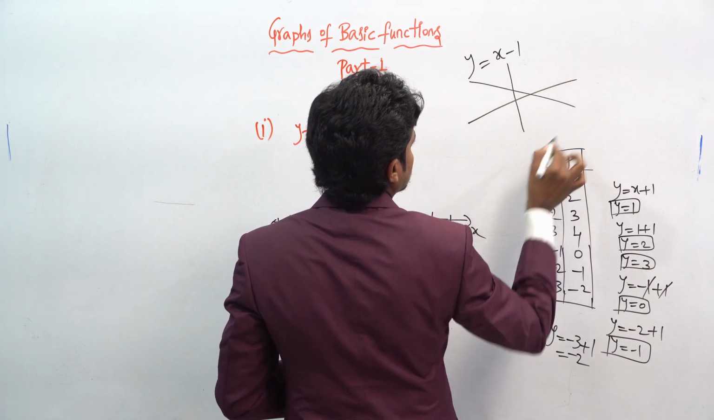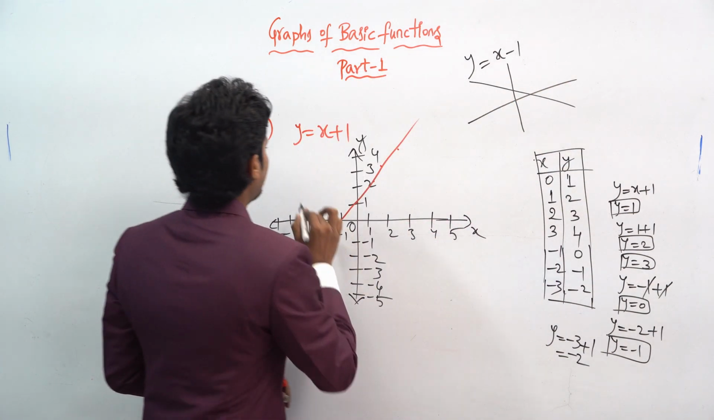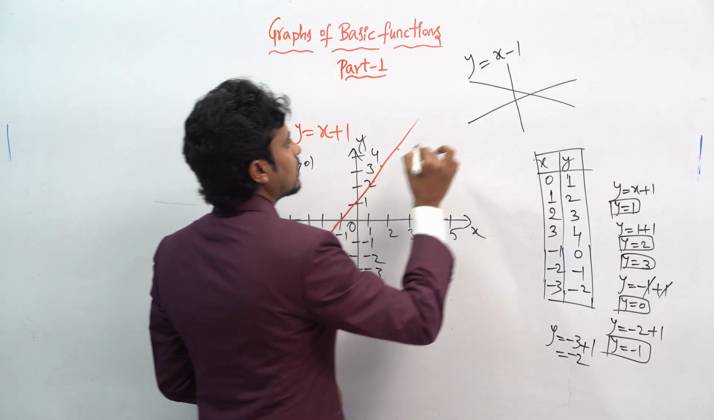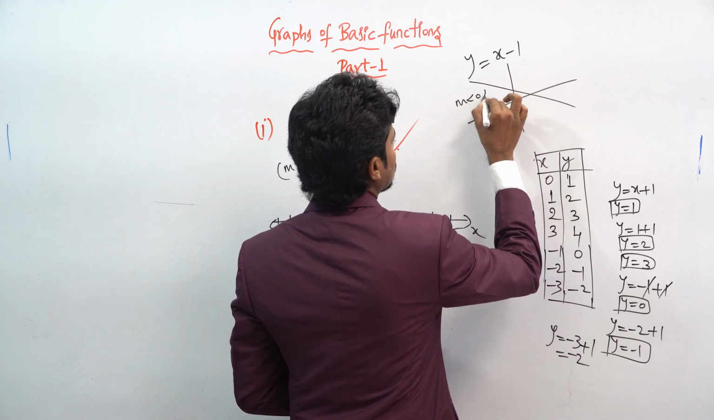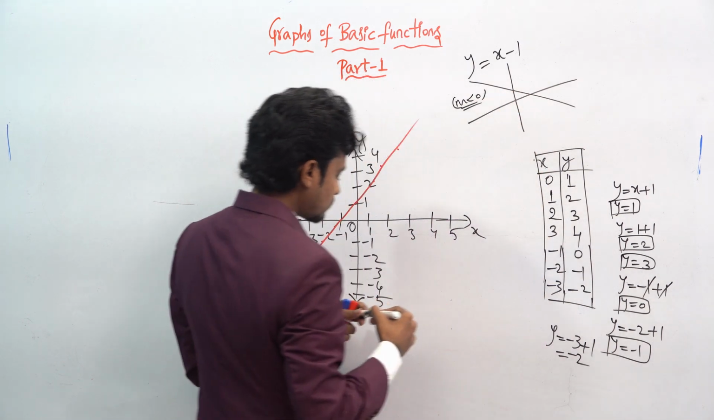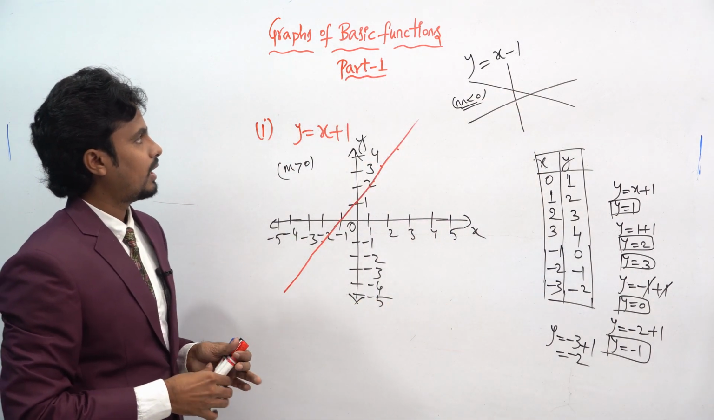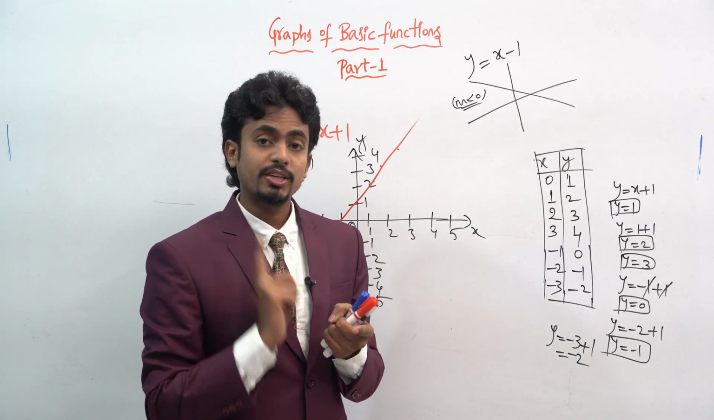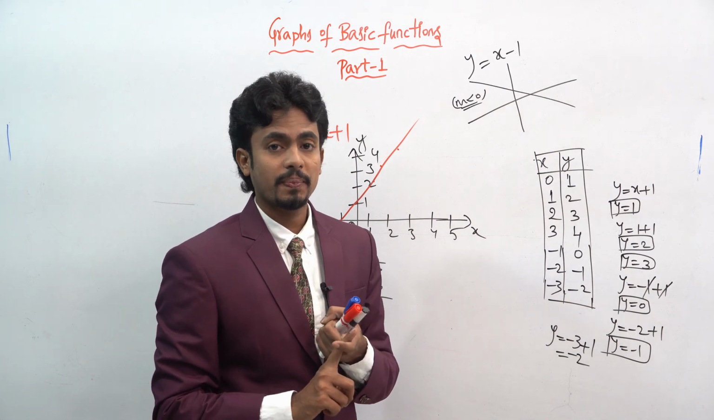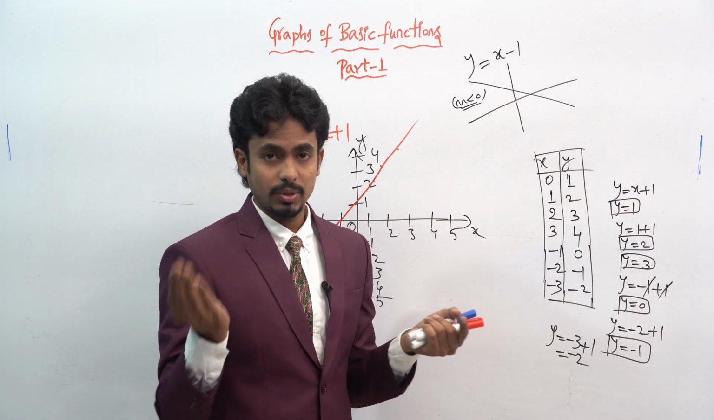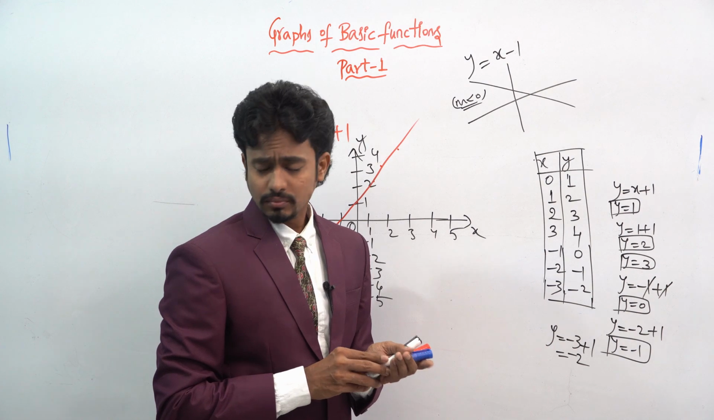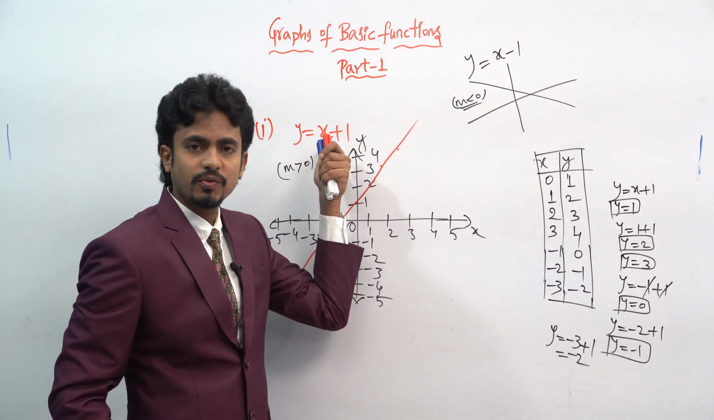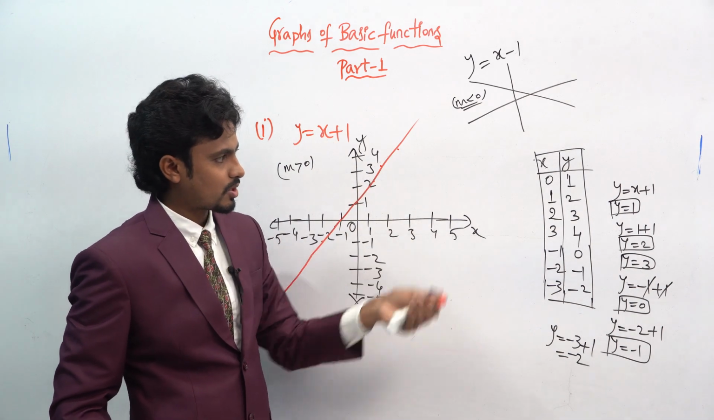If you want to draw it, the plot will be like this. For example, the slope for this one will be m greater than 0, and this will become m less than 0, like this. Okay, in these graphs of the basic functions, if you get to know one function's graph, the other will be easy. This will be for y = x - 1, and this will be for y = x + 1. In the same way you can solve.